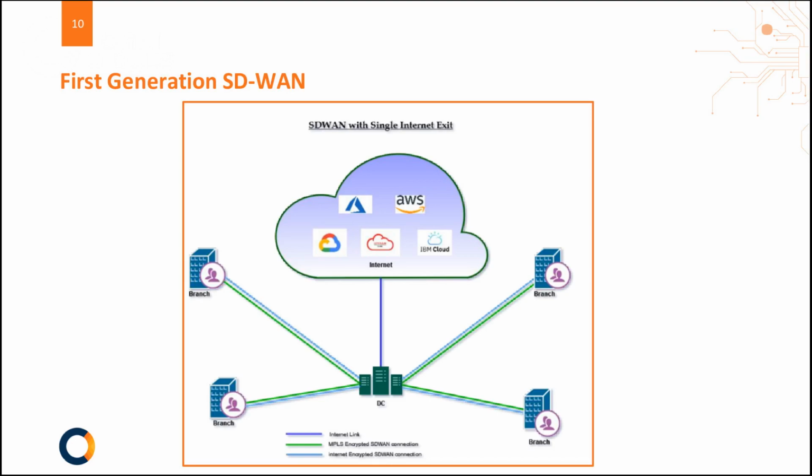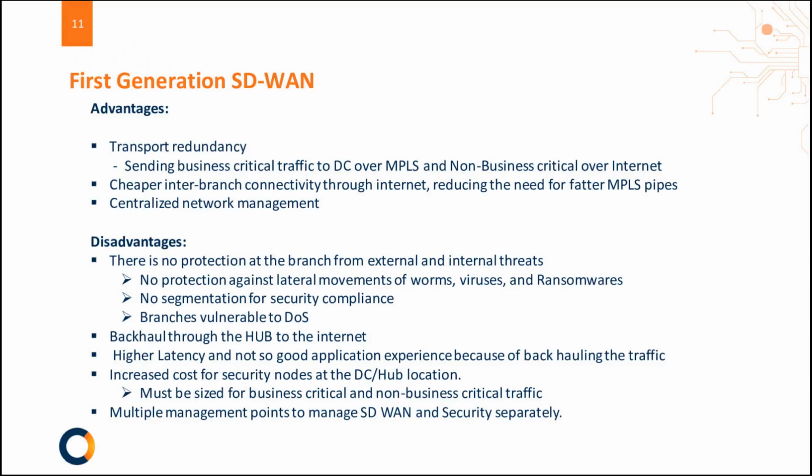So, as you can see, there were some advantages of this approach. We got some transport redundancy by adding MPLS and multiple internet links, so we got some redundancy at branch level. We could send business critical traffic to the DC over MPLS, and non-business critical traffic over the internet. It was cheaper because instead of MPLS, enterprises could buy cheaper internet links. So it reduced the need for fatter MPLS pipes.